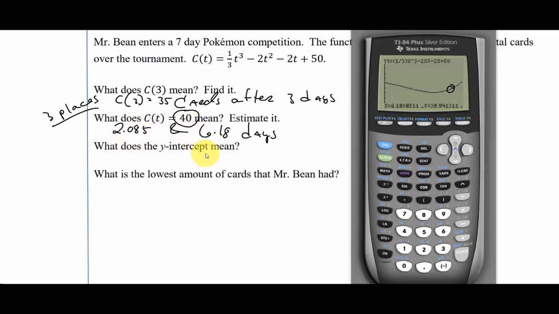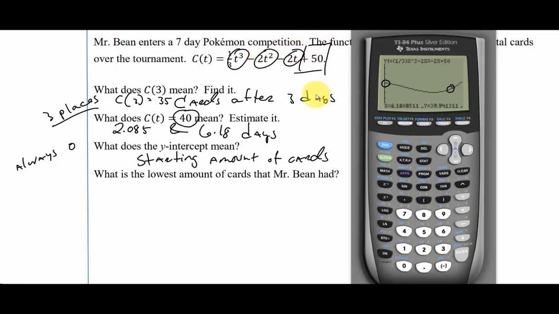What does the y-intercept mean? The y-intercept is right here. That's his starting value, or the starting amount of cards. And think about it: what's the x value of that y-intercept? Well, it's always 0, right? So the x is always 0, which means that term is going to cancel, and this value is always going to be the y-intercept. No matter what, always the y-intercept.